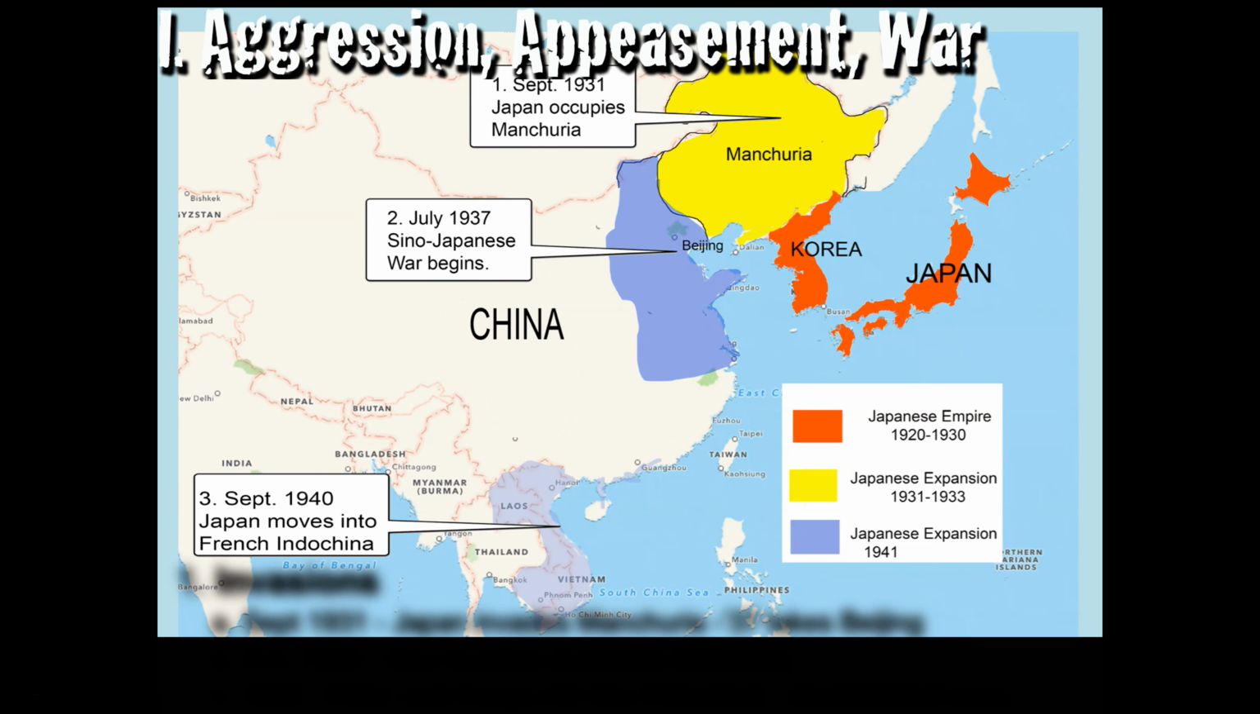So what are some of the challenges to the peace? Let's talk through some of these examples. Now, the first example is going to be Japan. So Japan, one of the earliest tests of this new organization, the League of Nations.